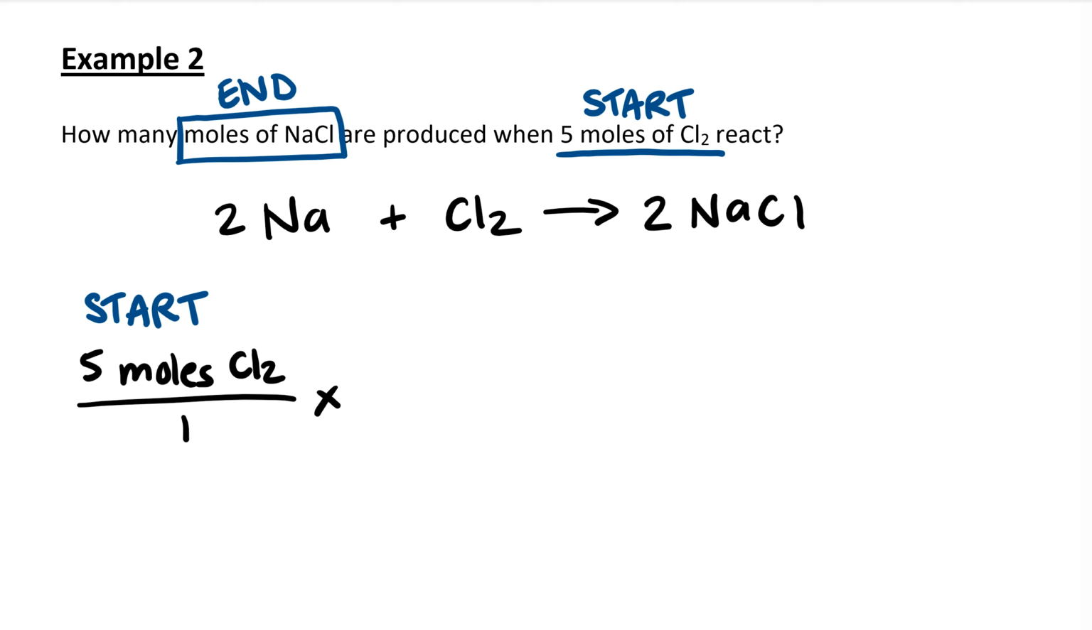And remember, we've already written down our possible conversion factors for this given reaction. So we're going to go back and look at our fractions and pick one that is suitable here. And keep in mind, the goal of dimensional analysis is to cancel out the starting unit. And so I'm looking for a fraction that's going to allow me to cancel out moles of chlorine.